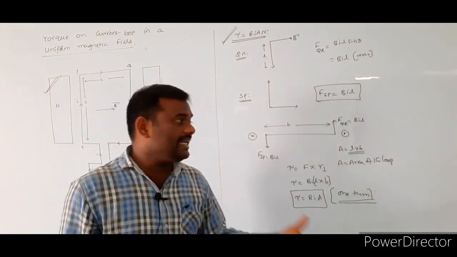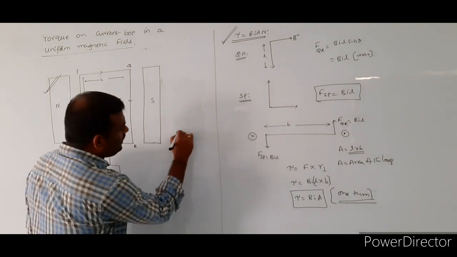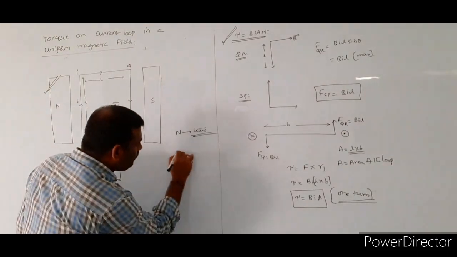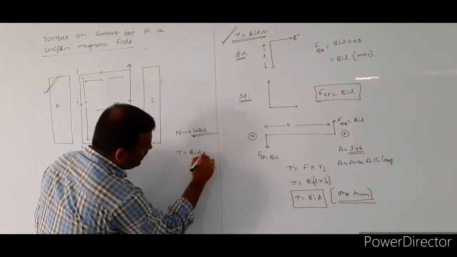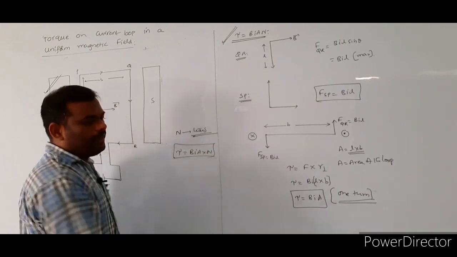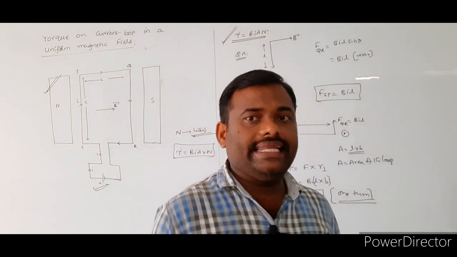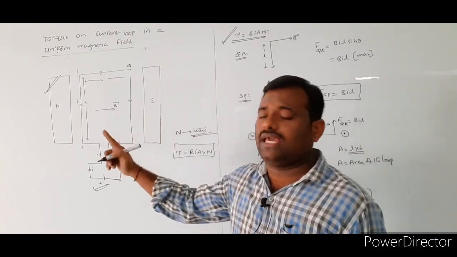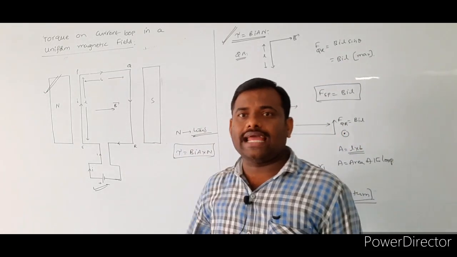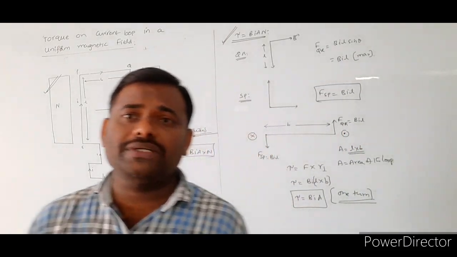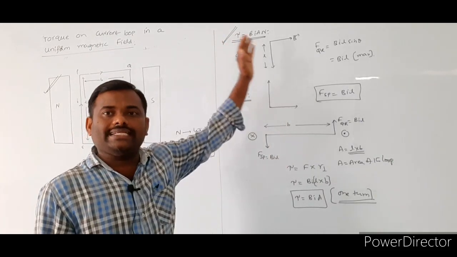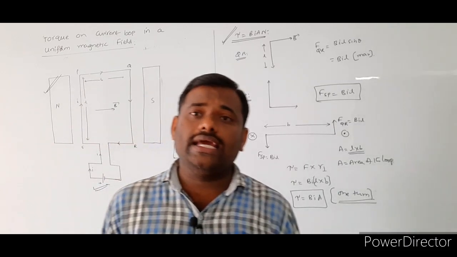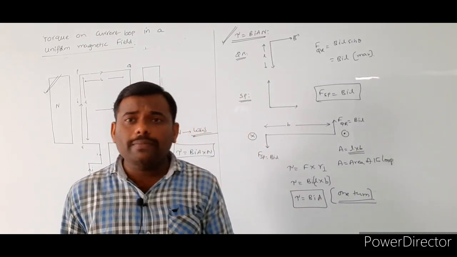If the loop consists of n number of turns, then tau is equal to BIA into n, where n is the number of turns contained by the rectangular current carrying loop. So this is the expression for the torque acting on the rectangular current carrying coil whenever it is placed in a uniform magnetic field.